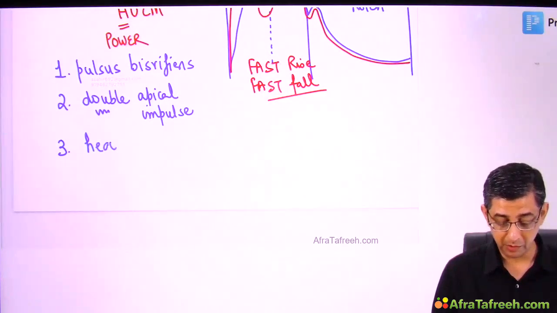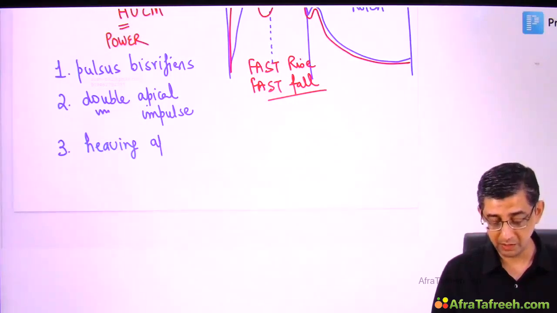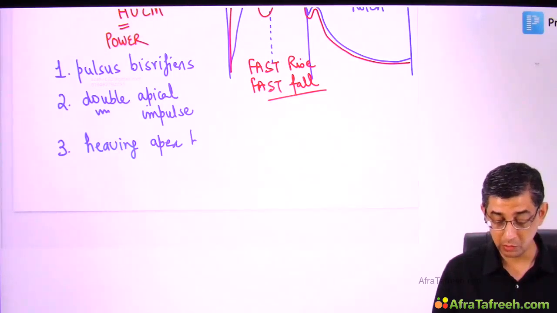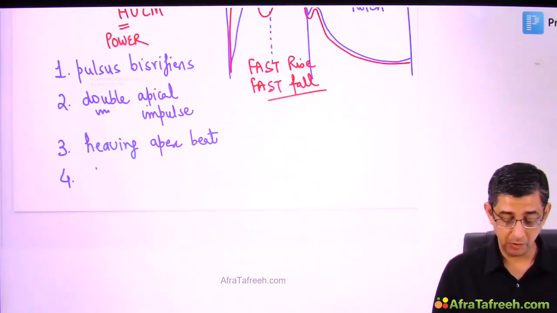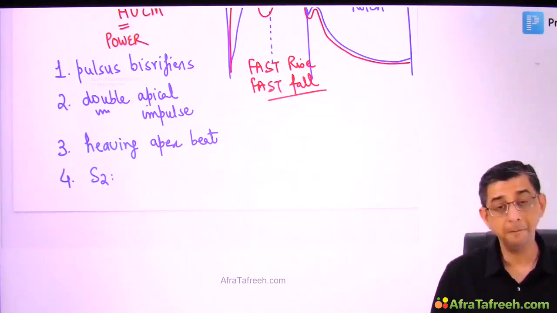In fact, in some MCQs, they might say the word heaving apical impulse. So the concept is still the same. The impulse is going to be so powerful that it will lift up your finger. And then we're going to talk about abnormalities in the second heart sound of this patient.